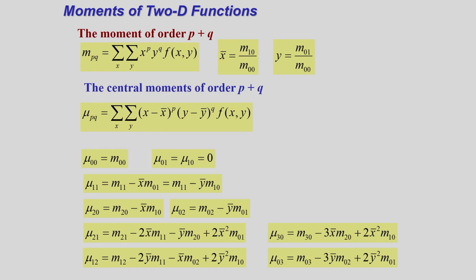So by using the image moments I can represent a particular region. The image moments corresponding to the image f(x,y), I can determine like this, m_pq, okay, and also I can determine the central moments of order p plus q. So I can determine the central moment of order p plus q for the image f(x,y) by using this expression, and from this I can determine the moments mu 0 0, mu 0 1, mu 1 1, mu 2 0, mu 0 2, mu 2 1, mu 1 2, mu 3 0, mu 0 3.